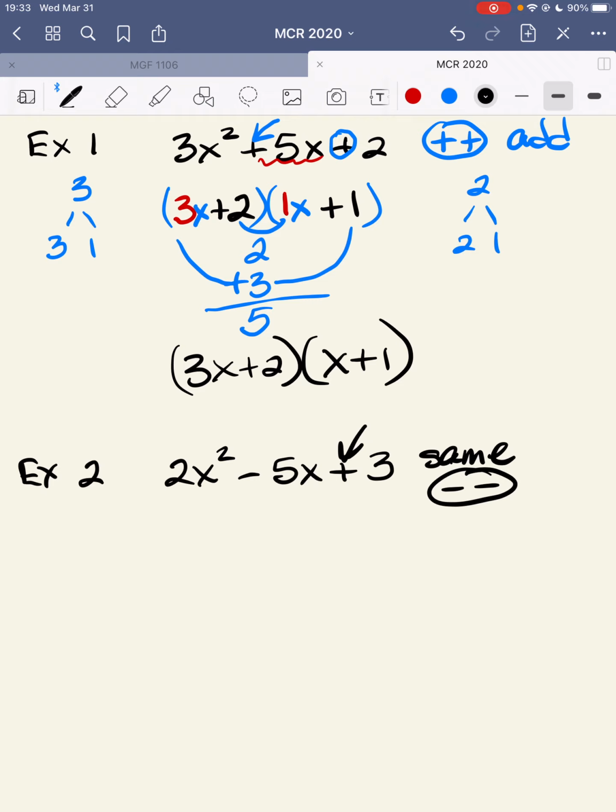All right. Factors are still the same. Factors of 3 are still 3 and 1. Factors of 2 are still 2 and 1. I'm going to go ahead and create my binomials.